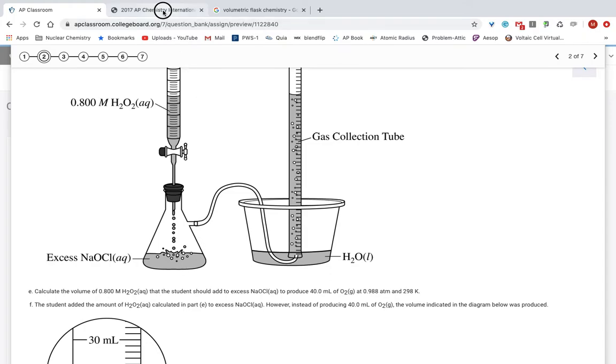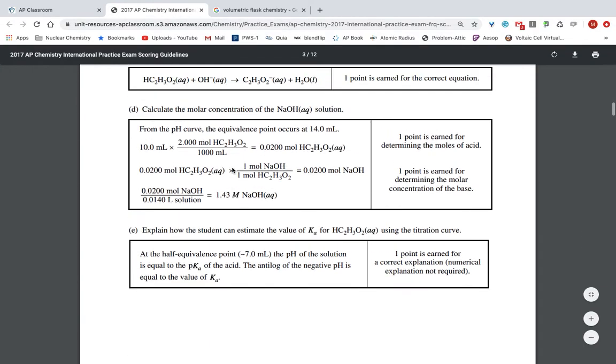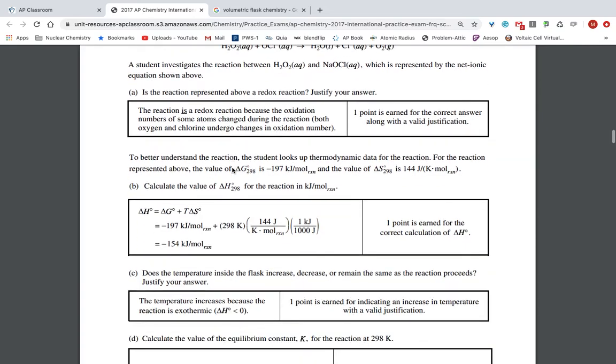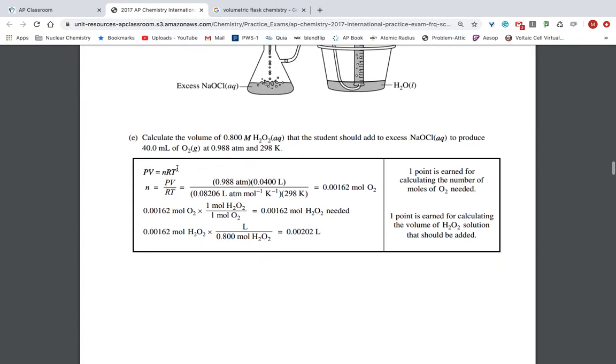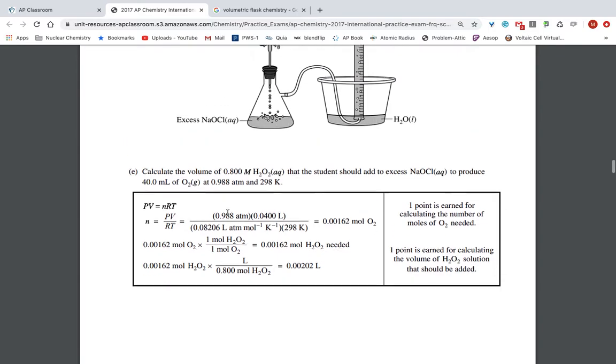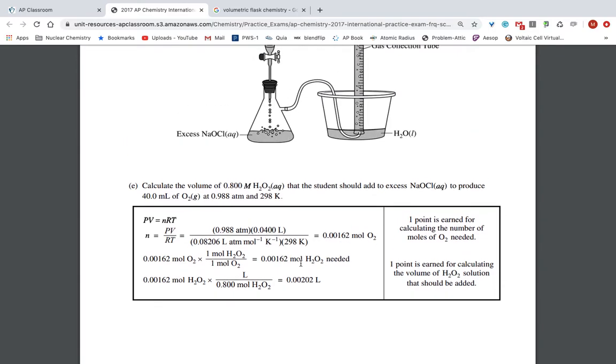So look at that. So they did PV = nRT and got this many moles of oxygen. The ratio is 1-to-1 between oxygen and hydrogen peroxide from the balanced equation. So that's your moles of H2O2 needed. To get from moles H2O2 to liters, we use molarity, 0.8 moles per liter. It's a 2-point question: 1 point for doing PV = nRT right and getting moles of O2, 1 point for doing stoichiometry correctly.